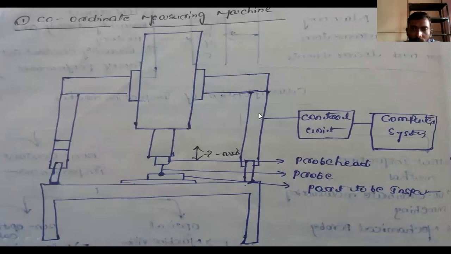We give the connection to the control unit, next to the computer system, and next to the printer. The printer gives the printout of the total quality of the product, the quality of the part. This is the simple working of coordinate measuring machines, one of the contact inspection methods. In contact inspection methods, the probe must contact the part to be inspected. Then it shows the quality of the part.